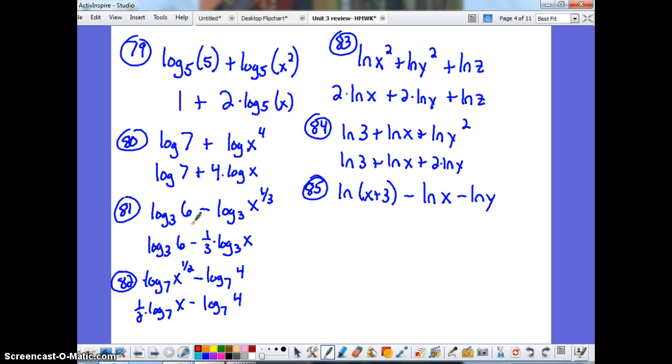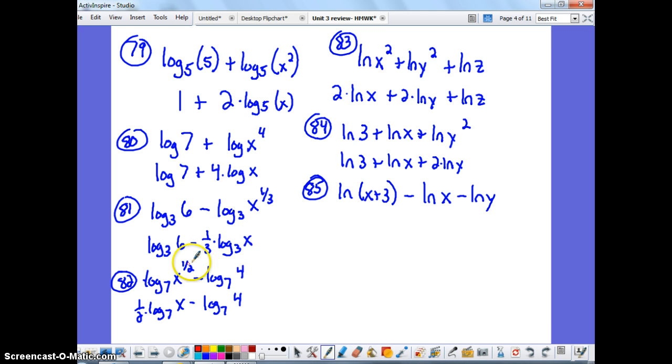81, this time we have a division. Anytime you have a division, it has to be a subtraction. They each get their own log, the 6 and the x. All right, but this time when we do that, we have to recognize that x is underneath the radical of the third root. That's really just x to the 1/3. You can see I have that written right here. And then you bring that exponent out to the front, so the minus 1/3 log base 3 of x.